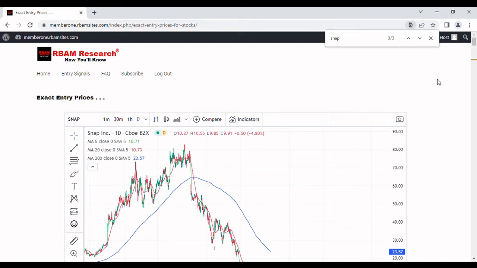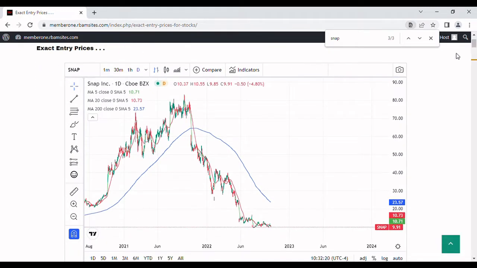We're going to do a video on stocks, Snapchat, and we've got a daily chart here of Snapchat for you with a 5-day moving average in green, a red 20-day moving average, and a blue 200-day moving average. Snap is down this morning at about 5% on 8 million shares. 54 million shares is the average daily volume.